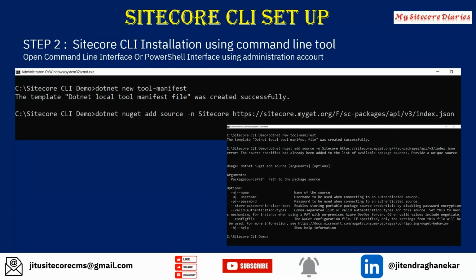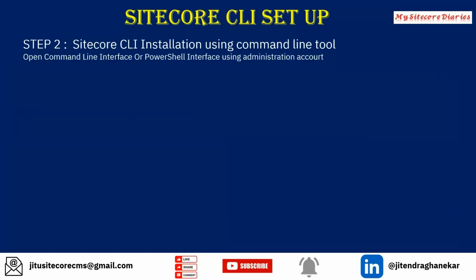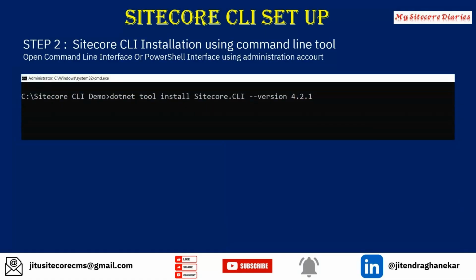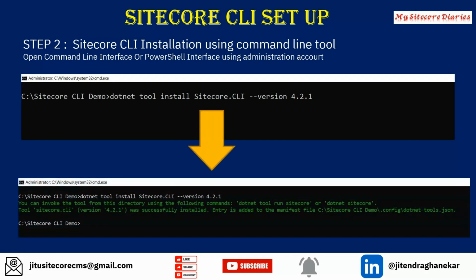Then the next phase is to install the Sitecore CLI version. The Sitecore CLI version I have installed is 4.2.1, so this is the command for that. Once you install it, you will get this message saying that it is installed. You can invoke the tool from this directory using the command dotnet tool run sitecore. So this means that you have successfully installed the Sitecore CLI setup.